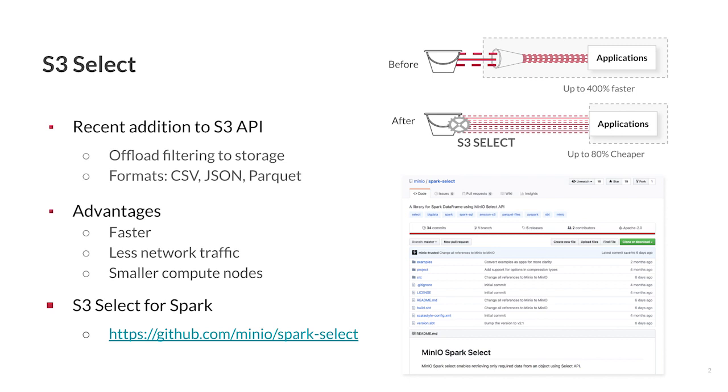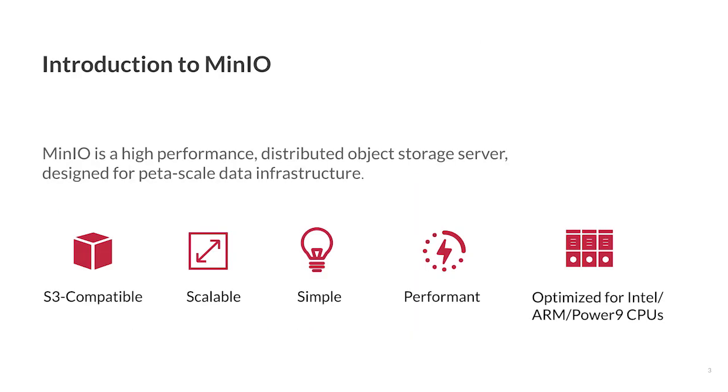Some of the advantages that this offers is that, obviously, this allows the operation to be faster. Because you are retrieving a subset of the information, it also consumes less network traffic, which in turn also allows you to use, for instance, more efficient and smaller compute nodes for jobs using less memory. So at MinIO, we have open sourced a package called MinIO/Spark Select, which allows you to integrate this S3 Select capability into your Spark stack and thereby essentially offload your queries to object storage.